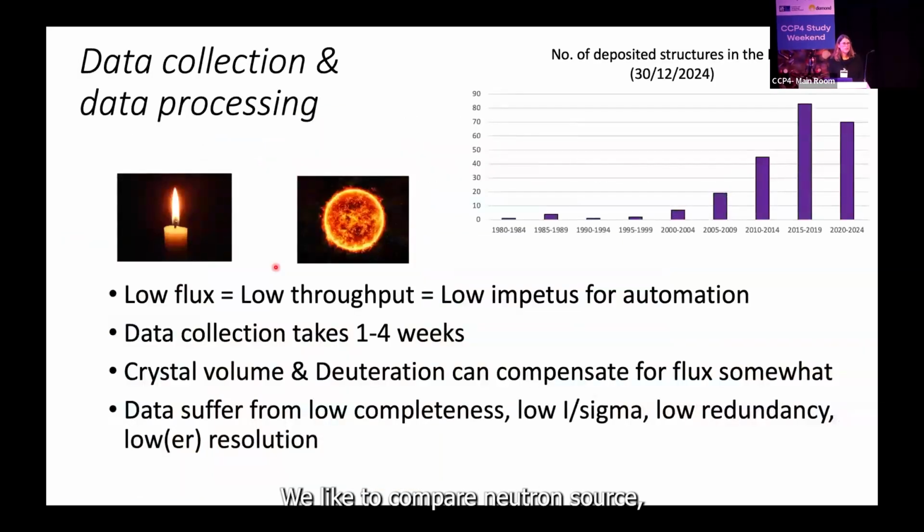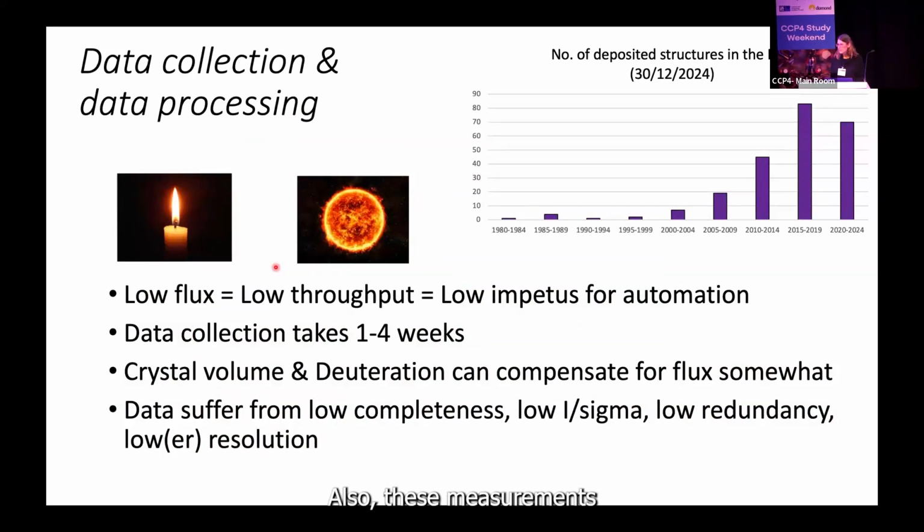We like to compare a neutron source to a candle and synchrotrons to the sun. This is the flux difference we are talking about. It is many orders, 10 orders of magnitude, roughly, difference in the flux. And this really impacts the throughput. The measurements tend to be very, very long. The shortest you can practically do is maybe a week, up to 4 weeks of data collection time.